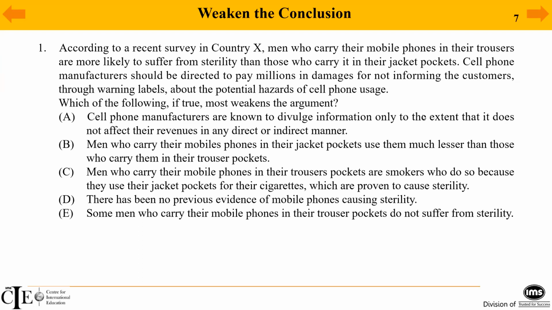The argument claims in the very first statement that people who carry mobile phones in their trousers are more likely to suffer from sterility than those who carry it in their jacket pockets. So carrying the mobile phones is the cause. The effect is sterility. So it is a cause and effect conclusion. Now give an alternate reason for sterility, then it gets weakened. So which option gives you an alternate reason for sterility other than mobile phones in their trousers?